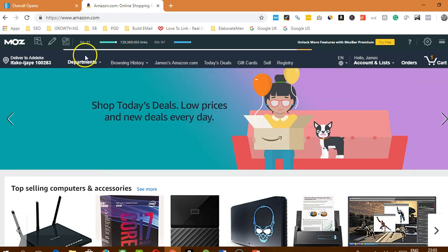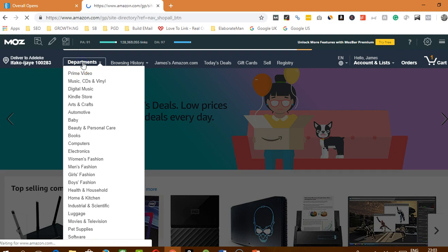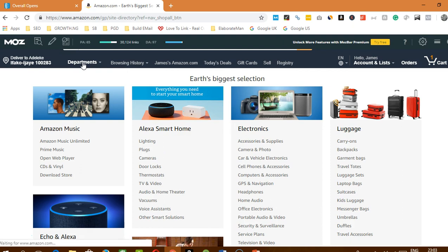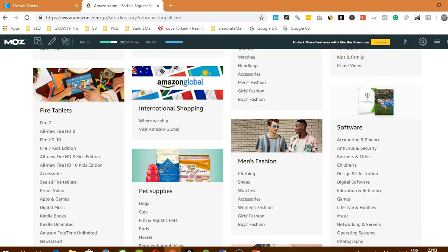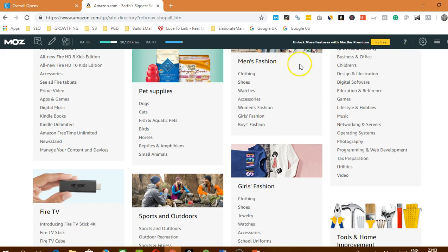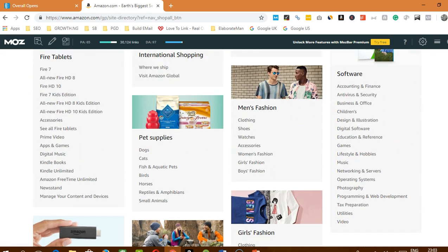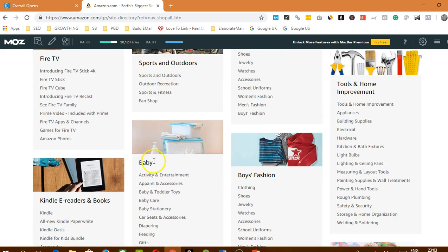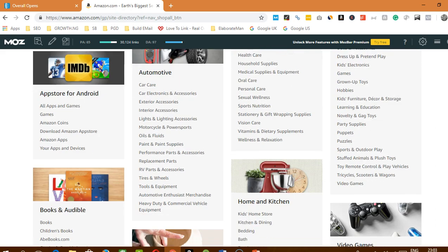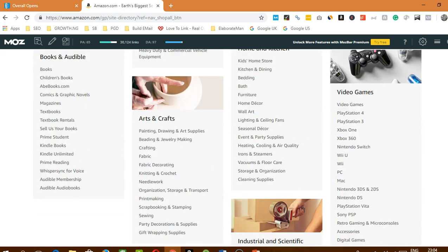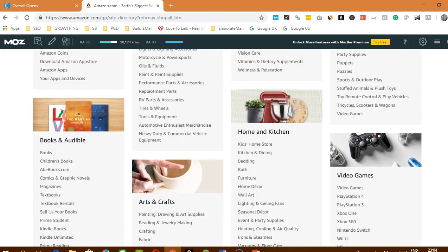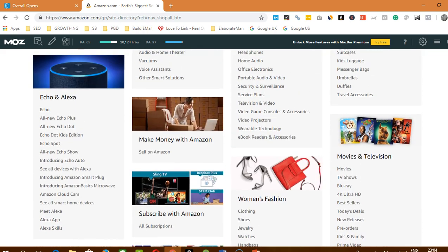Once you land on Amazon.com, you click on this department. This department section is like a complete list of all the categories on Amazon. So this will give you an idea of the possible niche that you can venture into. Take for instance the electronics category, luggage category, we have women's fashion, pet supplies, men's fashion, office, software, sports and outdoors, baby, boys, tools and home improvement, and all of that. We have kitchen too. It's a very long list of products listed on Amazon that you can possibly write about.